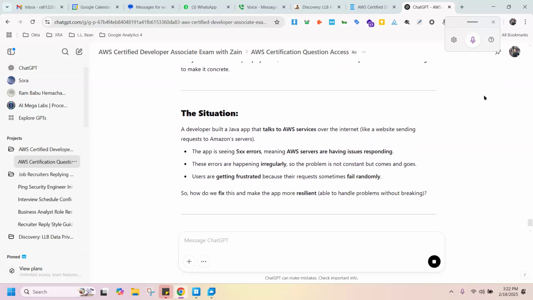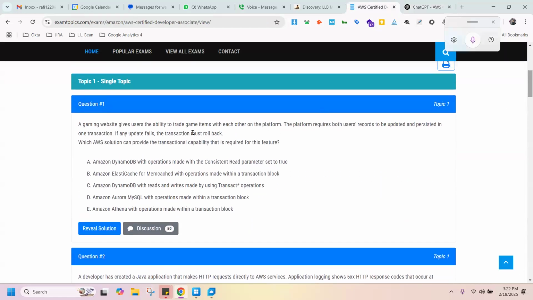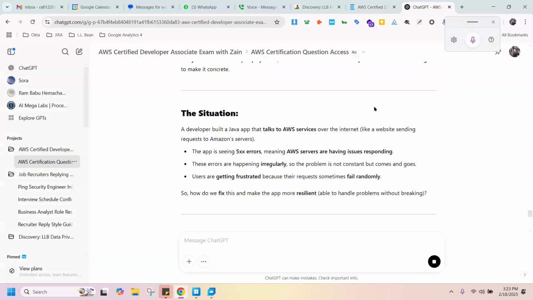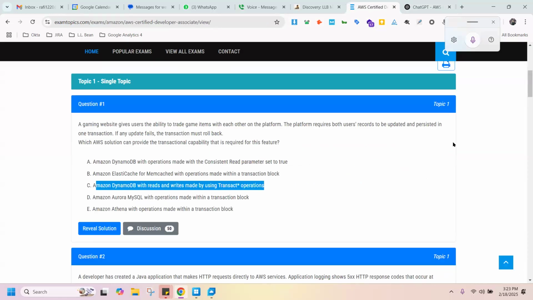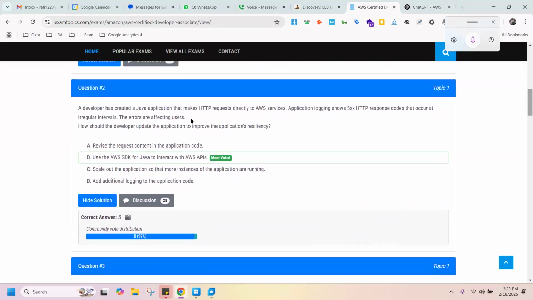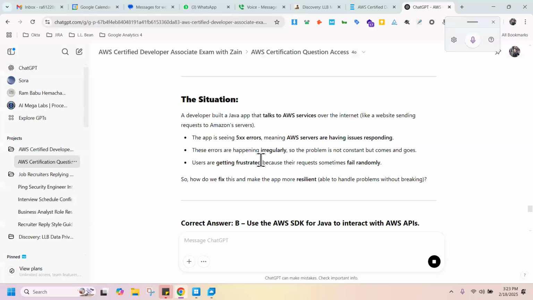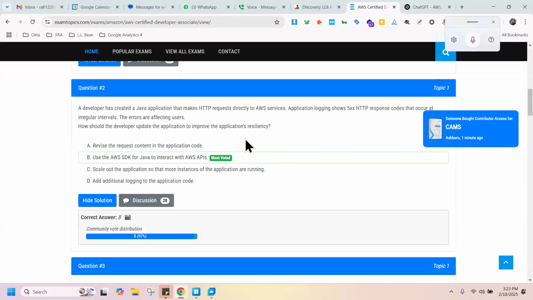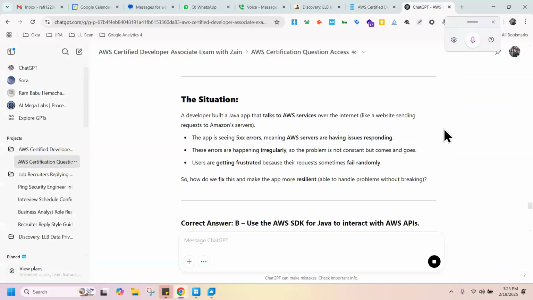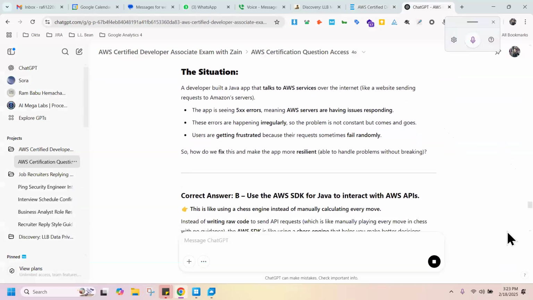A developer built a Java app that talks to AWS services. Okay, let me read that last one again one more time. Is this the exact question that it's giving me? No, no, this is the second question. Yeah, it gives you the correct answer, but it actually tries to help you understand the whole question, right? What the question is.